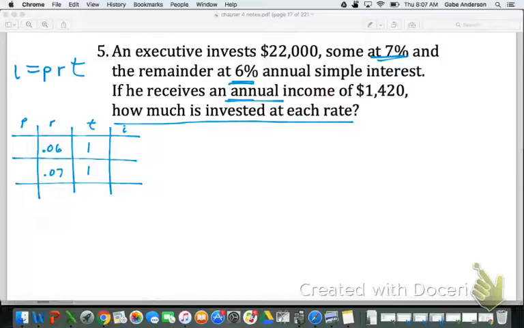What do you think, Ben? So for the principal, one of them would be X and one would be Y. Okay, so let's talk about that. Remember what we said at the start: this executive is going to put some of his $22,000 in one account and the rest of the $22,000 in the other account, and we don't know how much is going in either one, right?